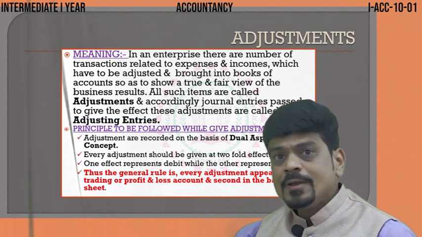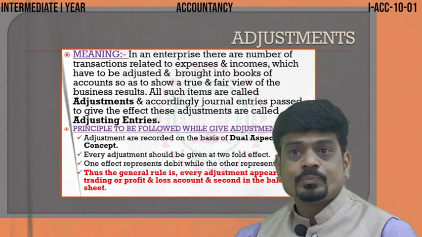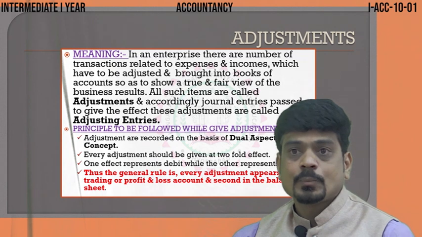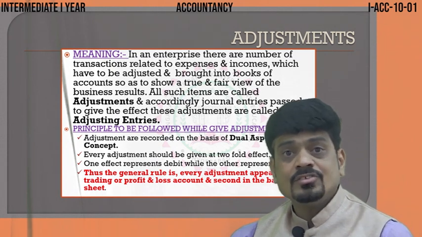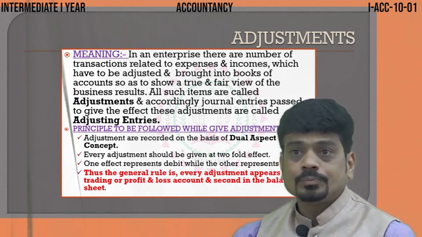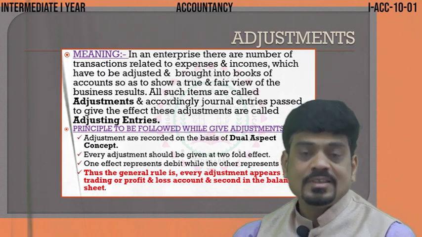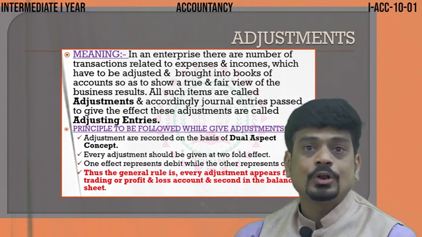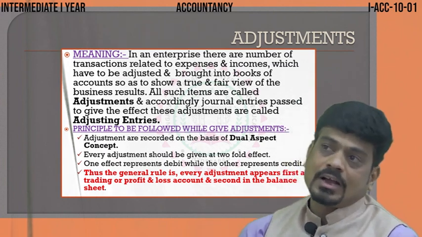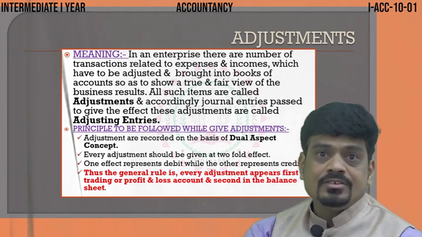So, there will be few transactions which may relate to income or expense, and that we have to bring into the books of accounts. Those transactions which we are supposed to bring into the books of accounts, in order to show the correct picture of the business, that is to know the correct profit or loss, those items which we bring into the books of accounts, we call them as adjustments.